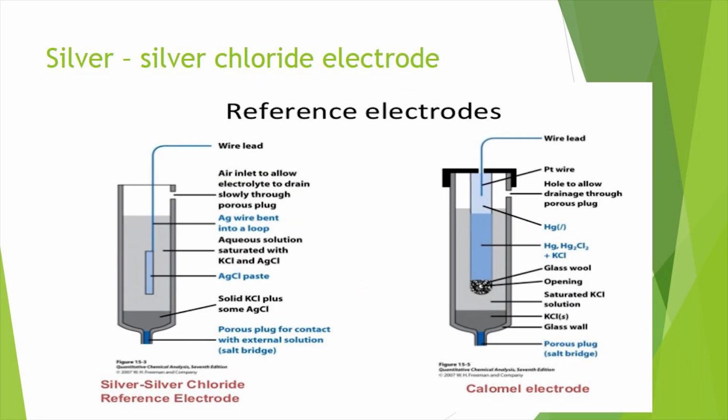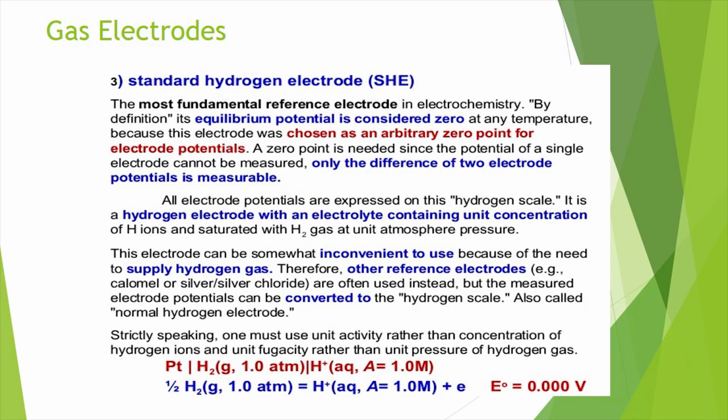This is the silver chloride electrode. This electrode has a silver wire coated with silver chloride, which is in contact with potassium chloride electrolyte. An important part of this electrode is the tip that connects the electrode with the external solution. Here you can compare these two electrodes, metal insoluble salt electrodes, the silver chloride reference electrode and the calomel electrode. Then let us see what the gas electrodes are.